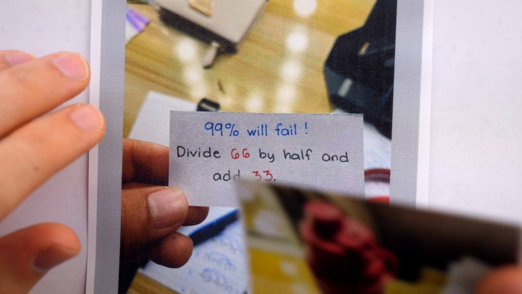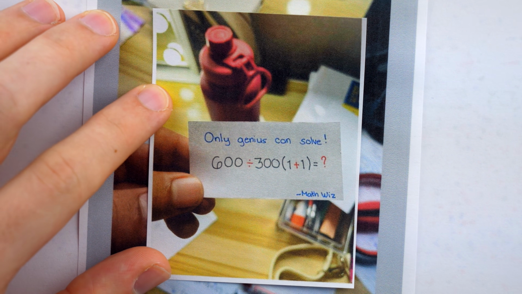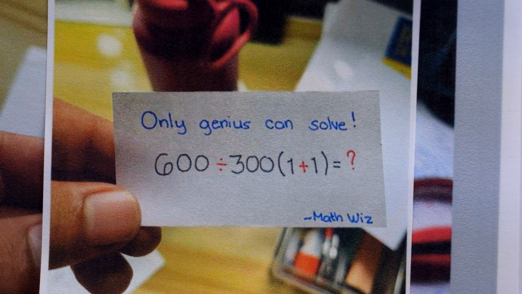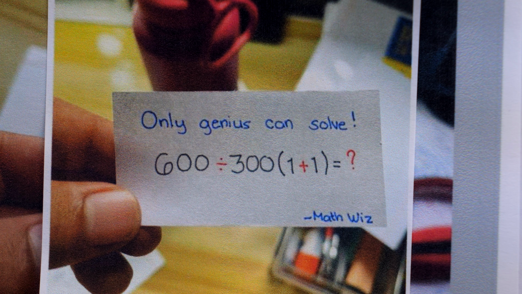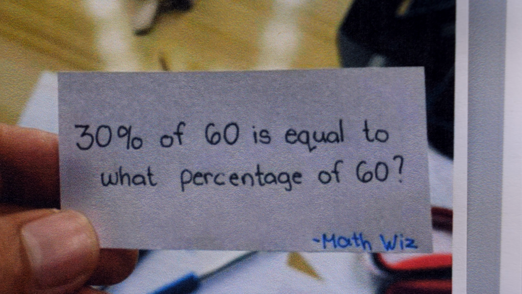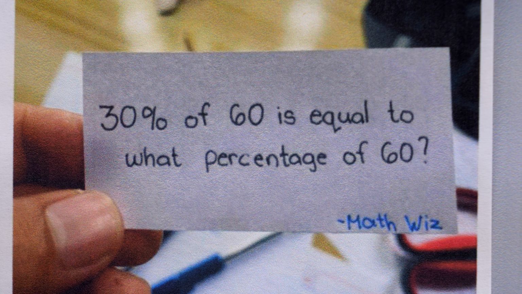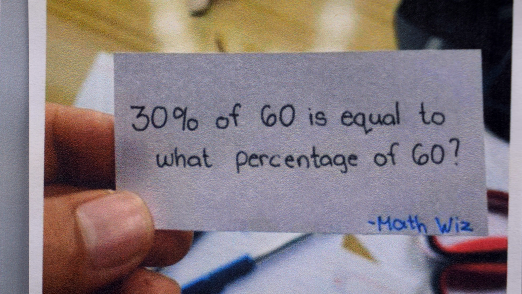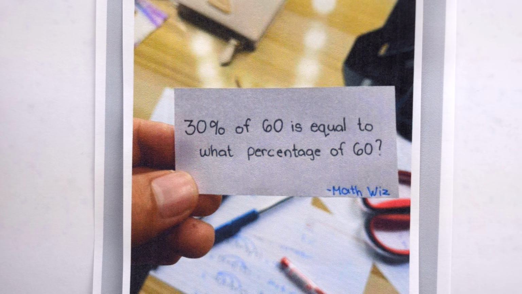We've also got some classic PEMDAS slop. "Only genius can solve this." By genius, of course, we mean anybody capable of performing enough elementary arithmetic to come to either one of two completely defensible possible values for this expression. And then my favorite, which the Math Wiz said was an ultra hard problem. 30% of 60 is equal to what percent of 60? No, I'm just kidding. The Math Wiz said that this one was easy. I'm glad somebody out there is testing the public on their knowledge of the reflexive property of equality.